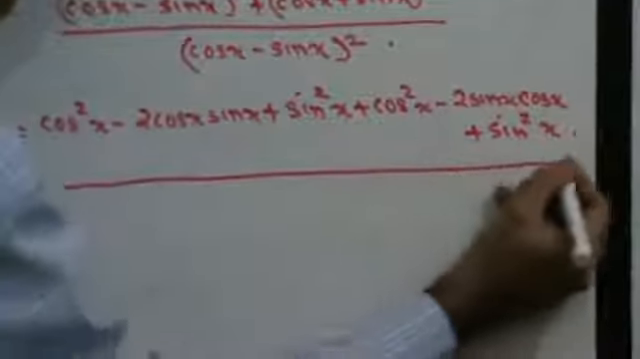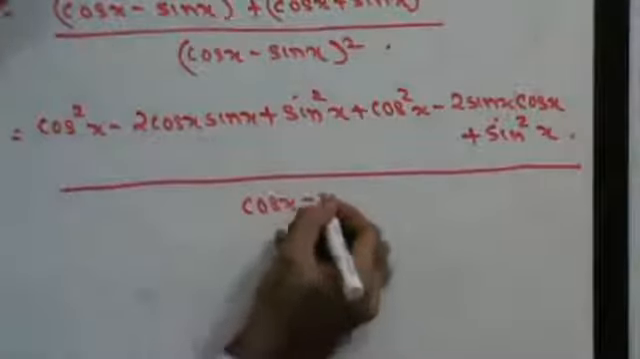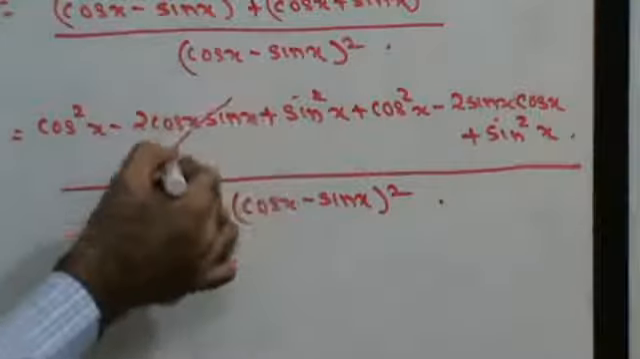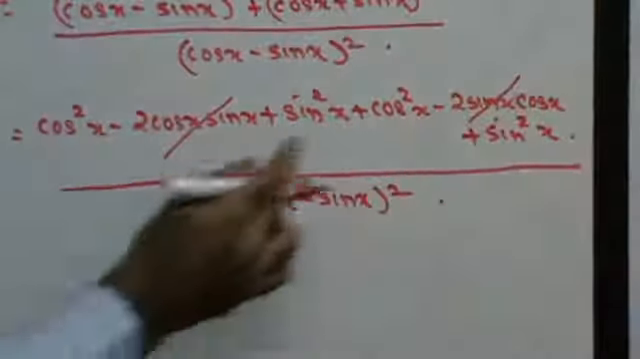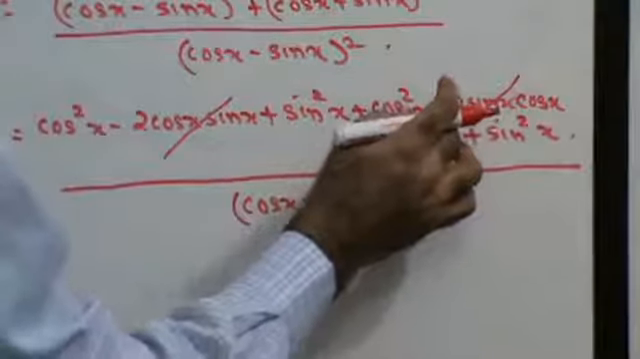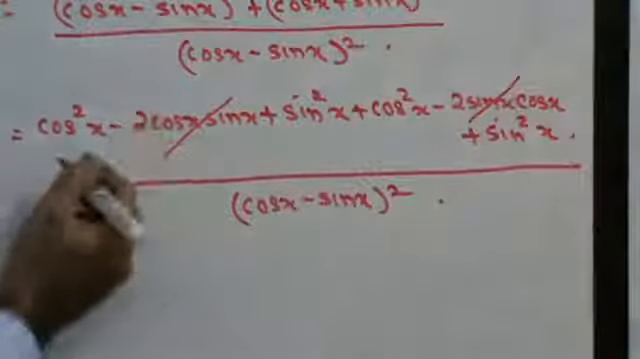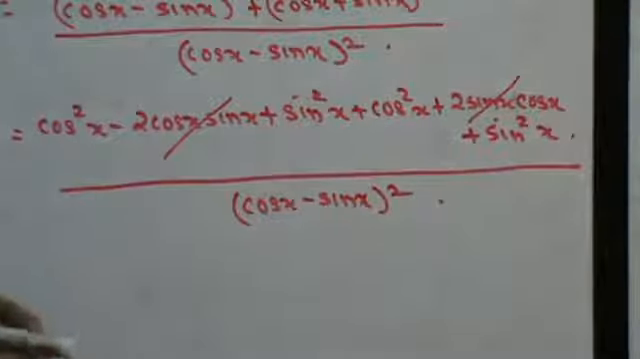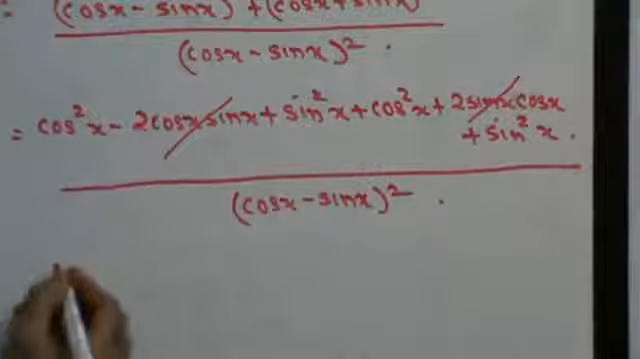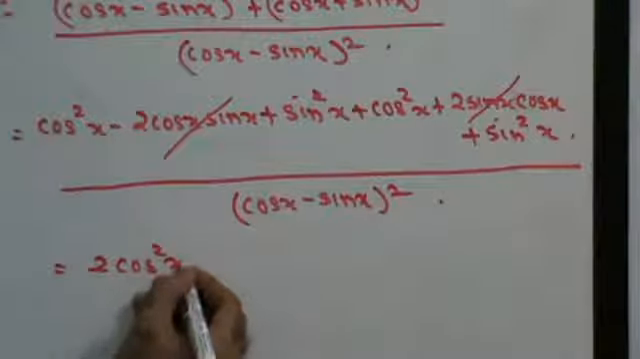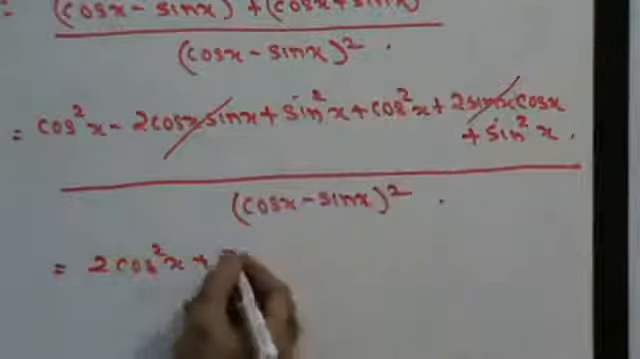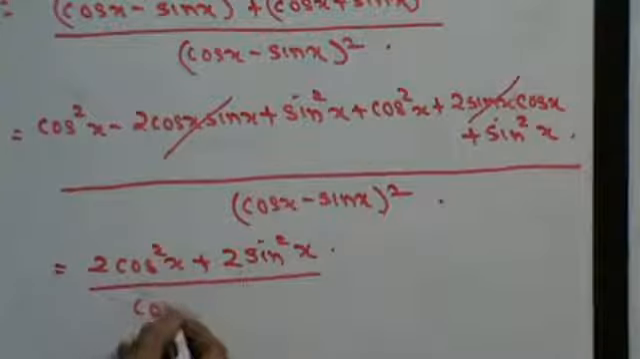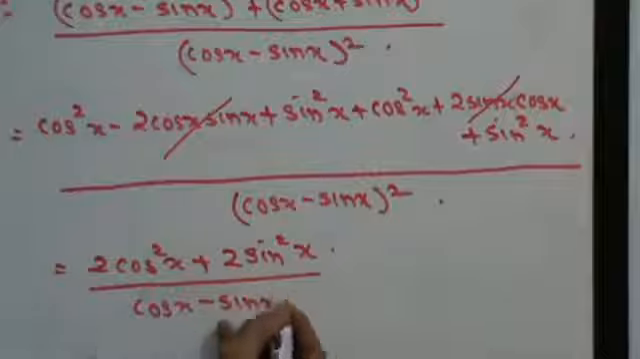upon cos x minus sin x the whole square, right? Minus 2 cos x sin x, this is minus 2 sin x cos x plus 2 sin x cos x gets cancelled. Cos square x plus cos square x is 2 cos square x. Sin square x plus sin square x is 2 sin square x upon cos x minus sin x the whole square.